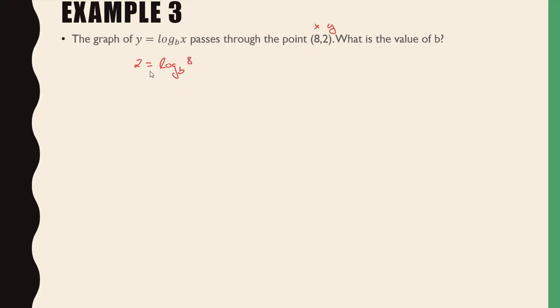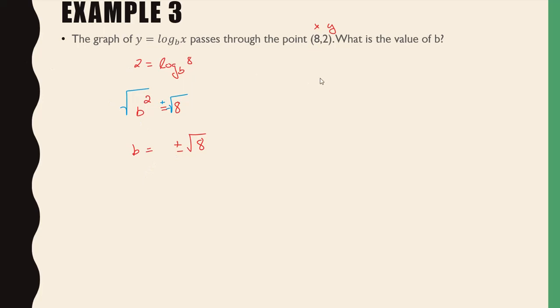I'm going to actually turn this into exponential form. I think that's going to be the easiest way. So it'll be b squared equals 8. Now the opposite of squaring something is square rooting, so we're going to square root both sides. Now we've introduced that square root, so b is equal to plus or minus the square root of 8.